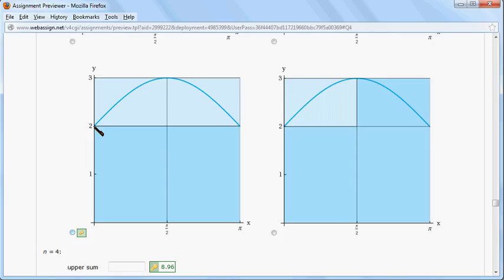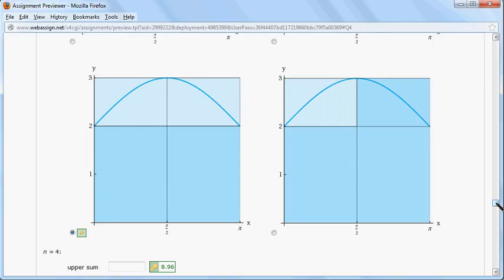You can see that you're using the lowest function value to determine the height of the rectangle here. And here, on the second interval from pi over 2 to pi, we're looking at the lowest point to determine the height. For the upper sum, you look at the highest point, which is right here, to determine the height of the first rectangle. And the same for the second rectangle, you are using the highest point. So this is the correct picture, and we should choose that.